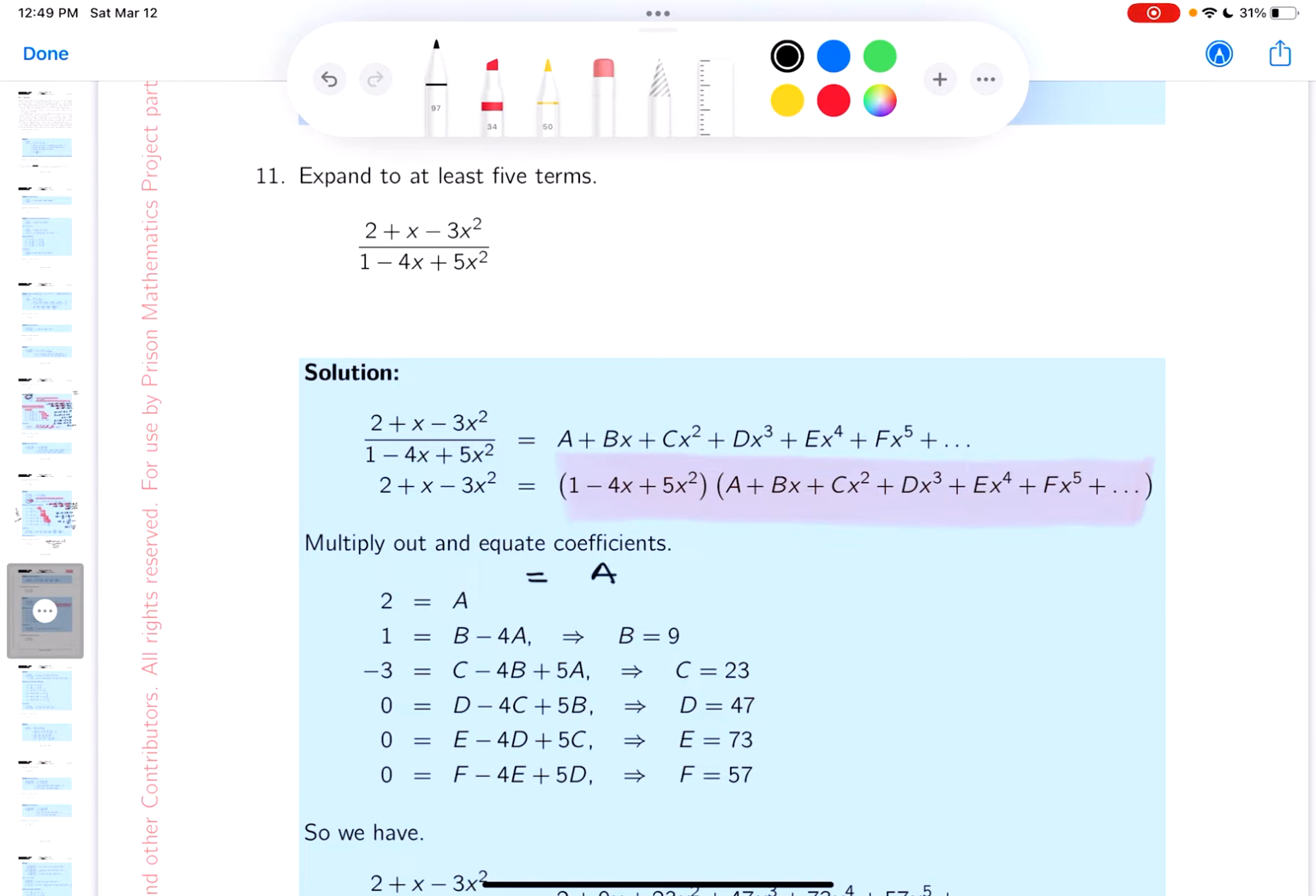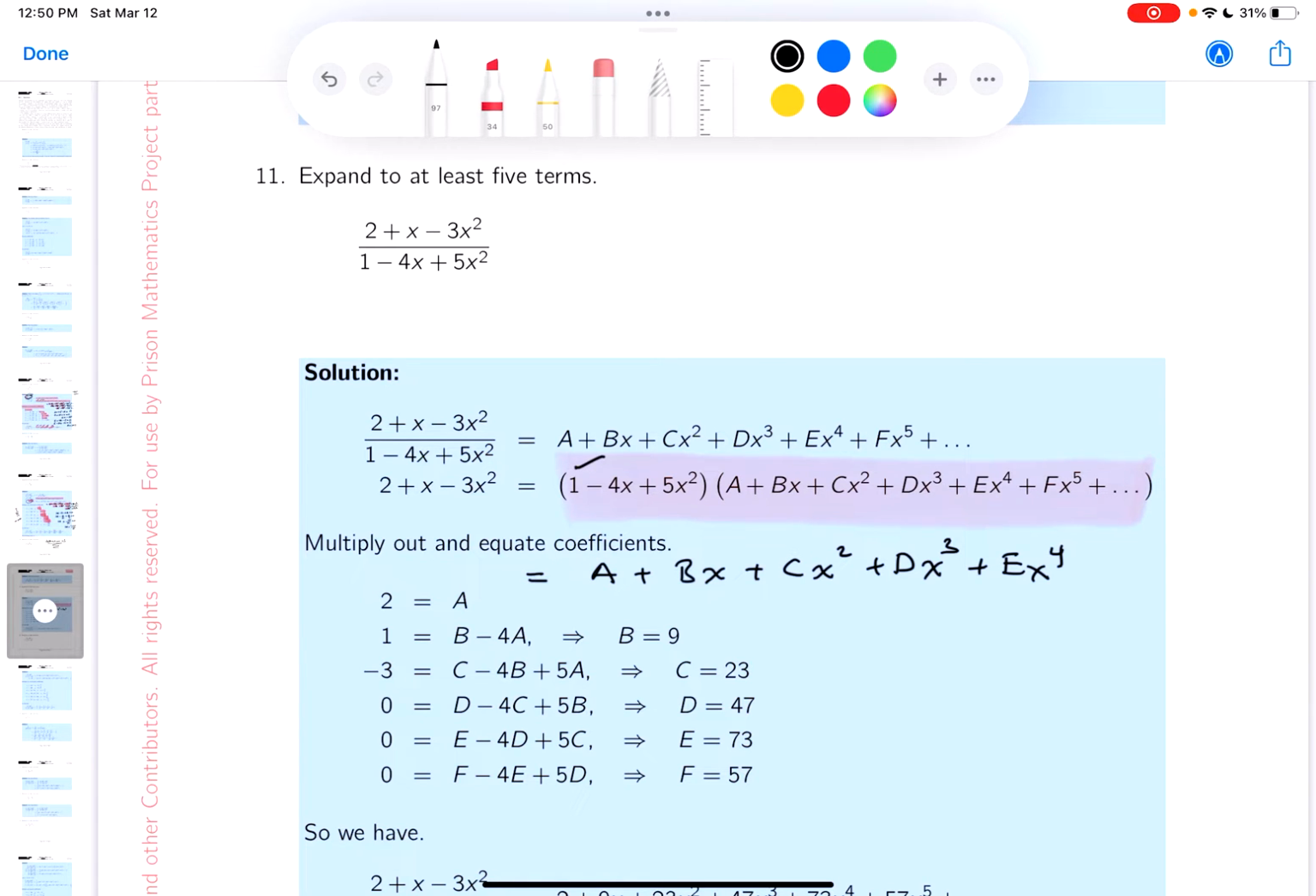You get A plus bx plus cx squared plus dx cubed plus ex^4. 1, 2, 3, 4, 5. I'm not going to put the f down. All right, I did the 1.